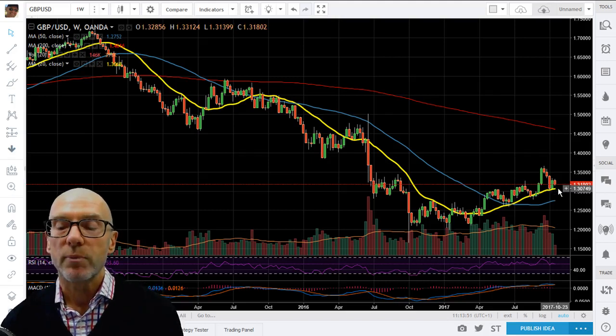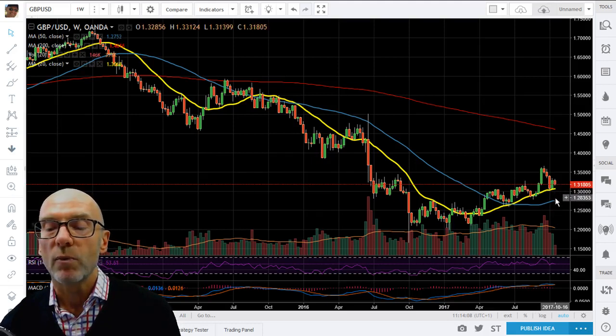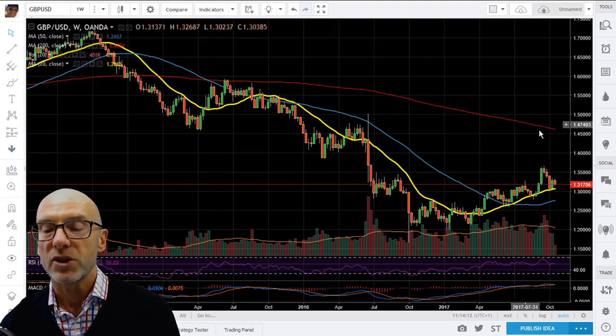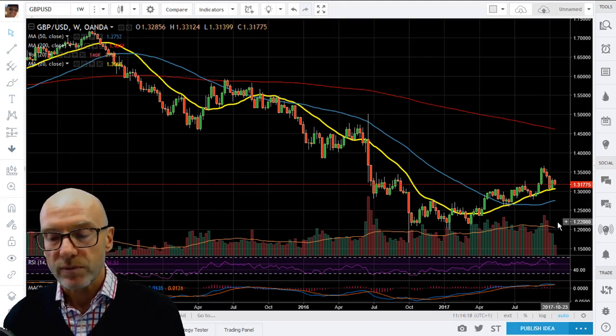Quite key support. It's good that it held last week, and obviously this week we've gone into the new Brexit talks, and that's caused a bit of a consolidation, but we're still above that 20-week average. Below there you can see the 50-week is now moving upwards, so that's a support as well. And in the very long term you can see that the 200-week is still moving down. That's the very long term trend.